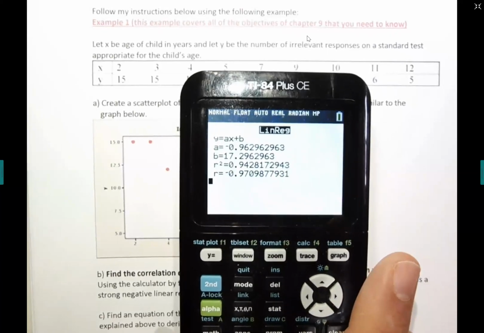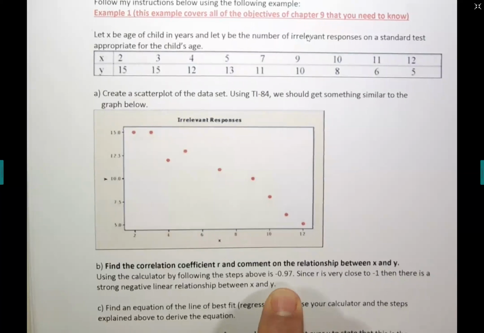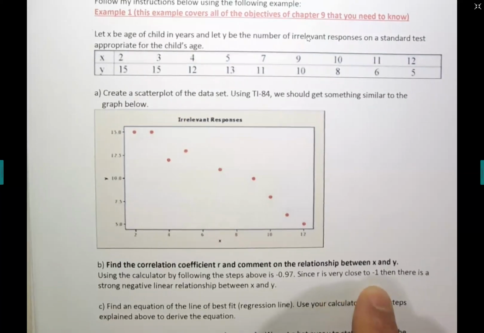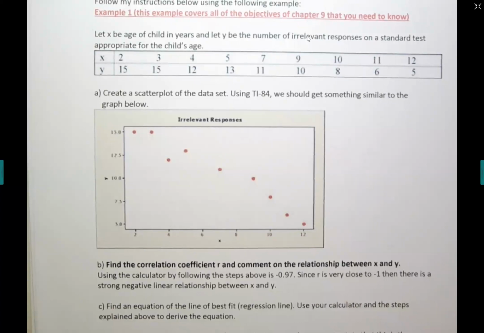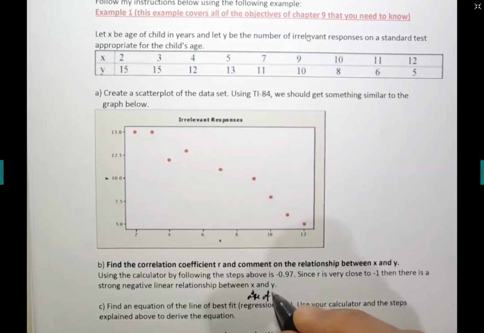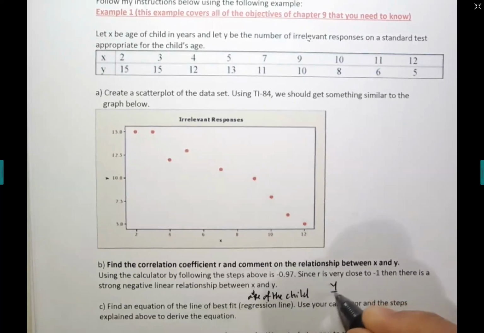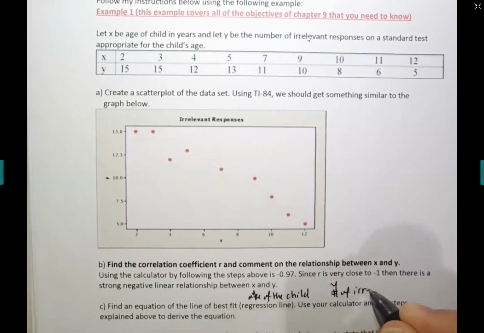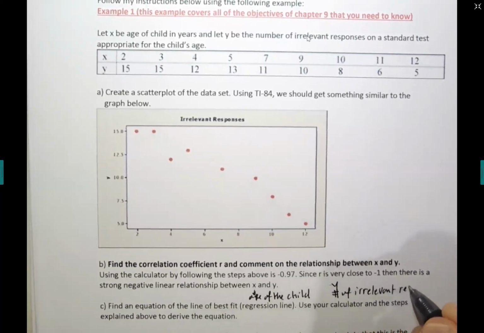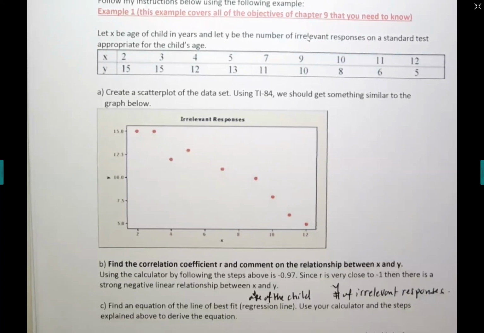And comment on the relationship, what did I say here? R is negative 0.97. Since R is very close to negative 1, there is a strong negative linear relationship between X and Y. And X, guys, is the age of the child, and Y is the number of irrelevant responses. It would be nice if you write this in words and you don't write X and Y.